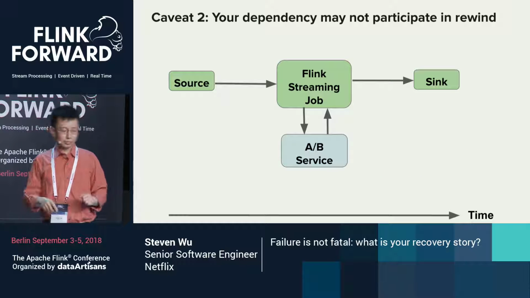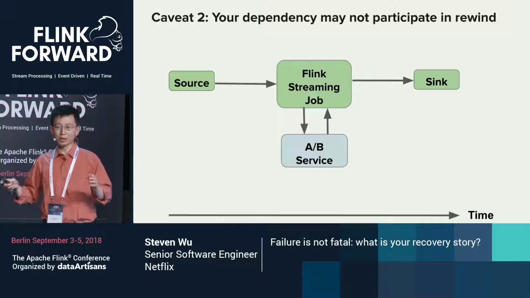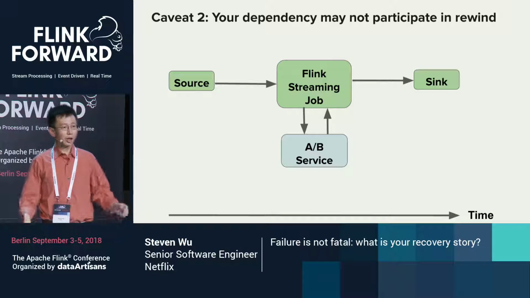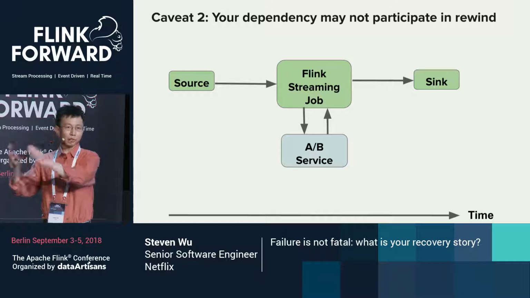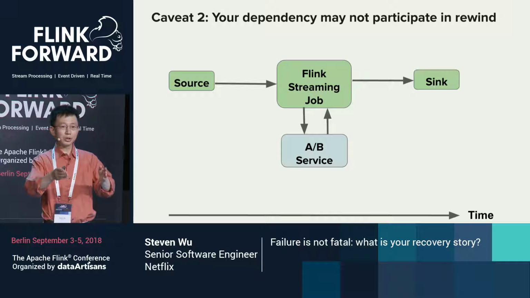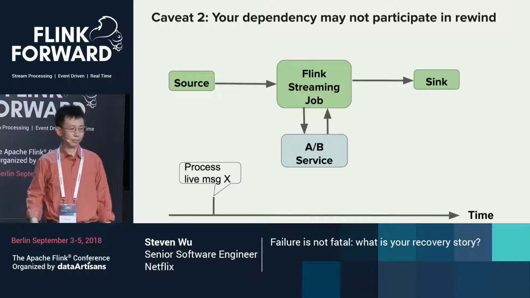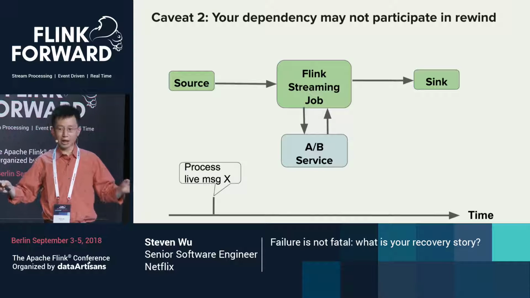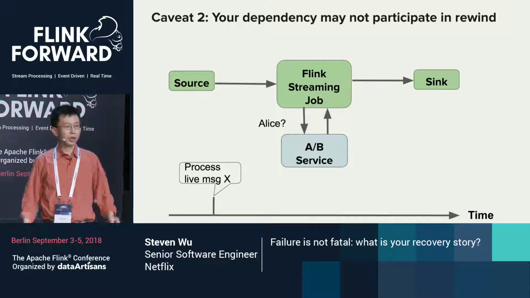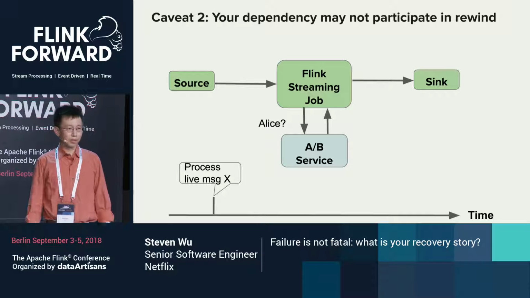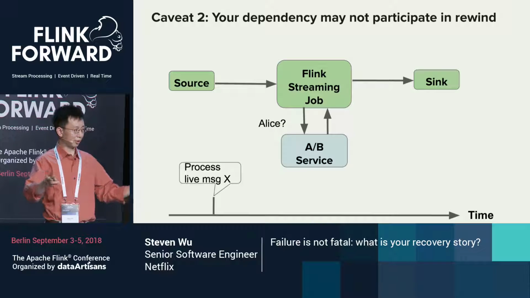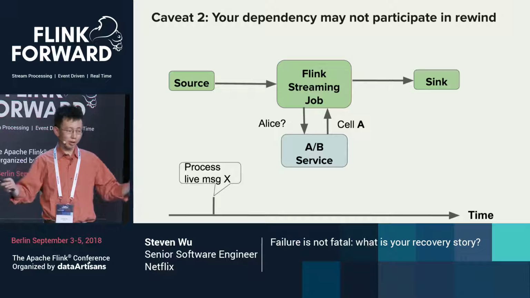Caveat number two, your dependency may not participate in the rewind. Here, I have a simple Flink job that reads from a Kafka source and calls the AB service to enrich the data with the AB test allocation information for a user, then writes the output to a sink. Let's say it's processing live message X. It contains user Alice. So the Flink job will ask the AB service, what's the test allocation cell for Alice? It will return cell A.